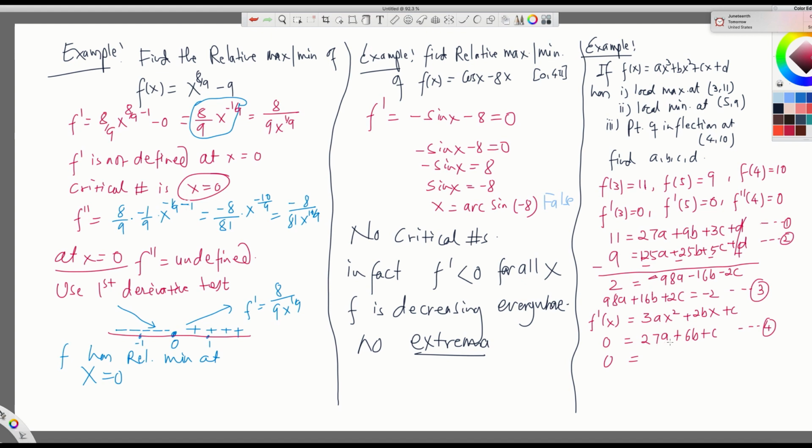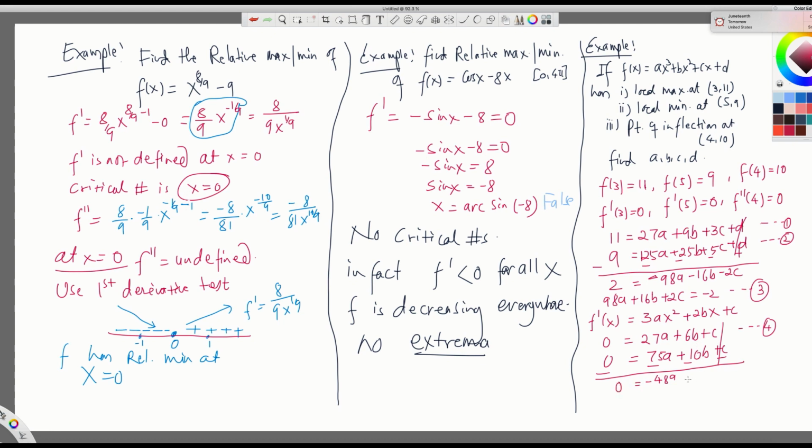So 27a plus 6b plus c is for f prime of 3. F prime of 5 will be 25 plus 75a, right? Plus 10b plus c. And then you subtract those again. What do you get? You cancel out that, right? 75 minus 27 will be how much? Is that 48a? 48a minus, right, equals to 0 is there.